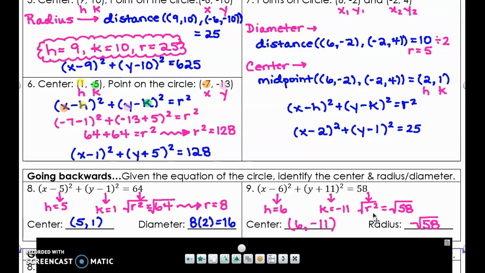Last but not least, 58 is what r squared actually is. So again, to undo that r squared to just get the radius, not the radius squared, but just the radius, I have to take the square root of 58 as my answer here. You cannot simplify this down by factor treeing it. It's the simplest radical, so you are all good.